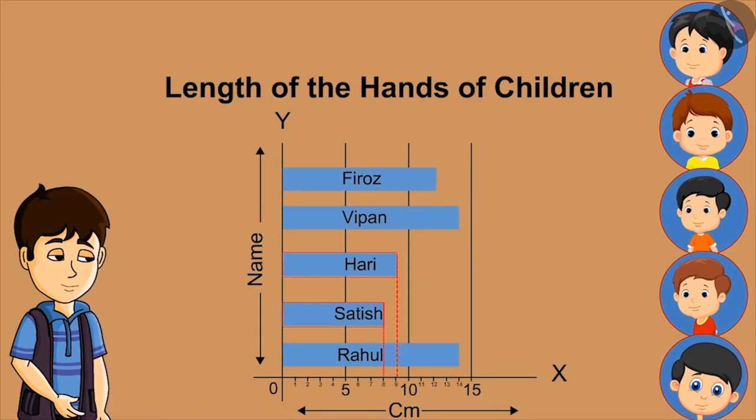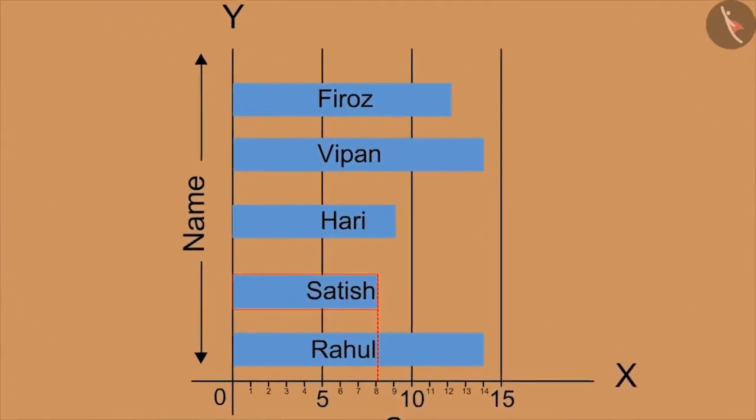Can anyone identify the hands which are less than 11 centimeter in length? Satish and Hari's. Yes, absolutely right. My hand is the smallest of all.